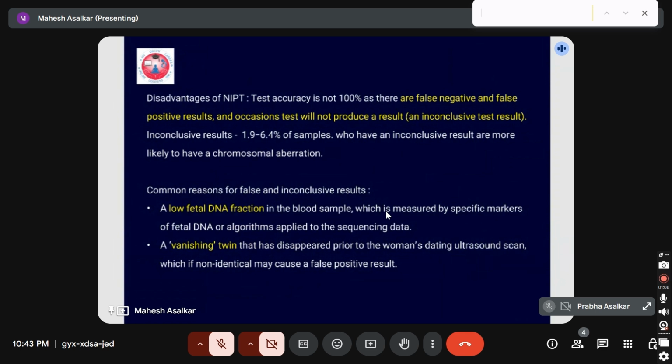Second is a vanishing twin that has disappeared prior to the woman's dating ultrasound scan, which, if non-identical, may cause a false positive result. So if it is a non-identical twin and there is a vanishing twin that has disappeared, but the cell-free fetal DNA is still present, there can be a false result.